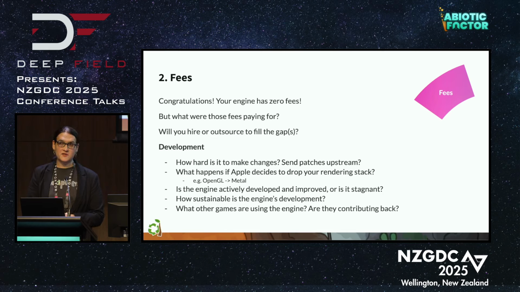And the question that you need to take into the game is, how are you going to hire or outsource to fill those gaps? For example, if you're using an open source engine, how hard is it to make changes to the engine? If you make a change, how hard is it for you to send the patches upstream? Are you going to have to maintain your own fork of the engine at all times? If you're using a smaller engine, what happens if, say, Apple decides to drop your rendering stack, as they have done with OpenGL? Luckily, in my case, one of the libGDX or LWJGL developers has done a porting and rewriting process that converts OpenGL into Metal, which is really, really cool.